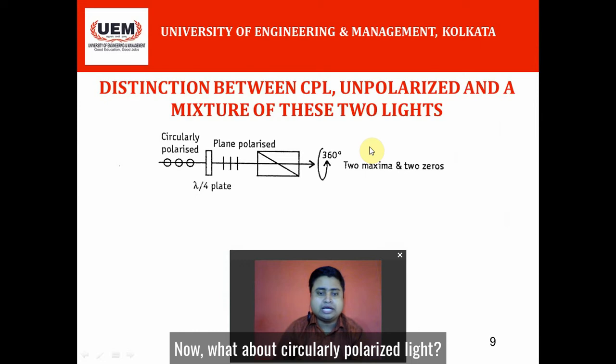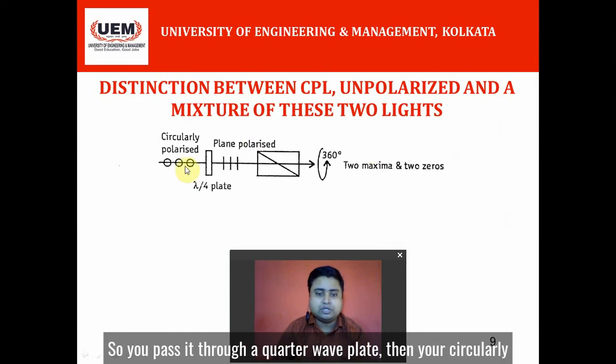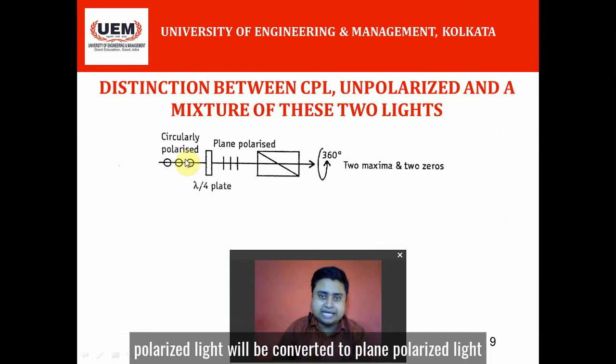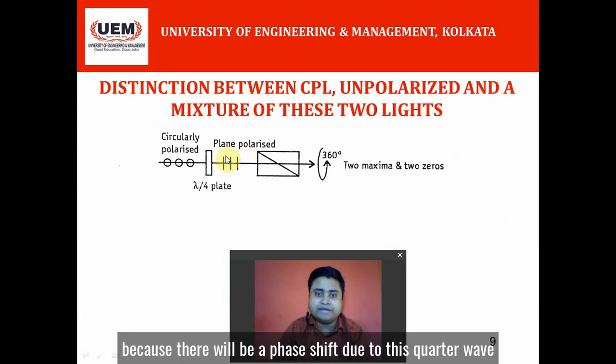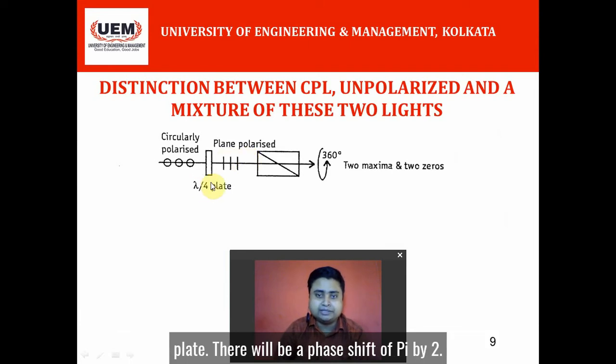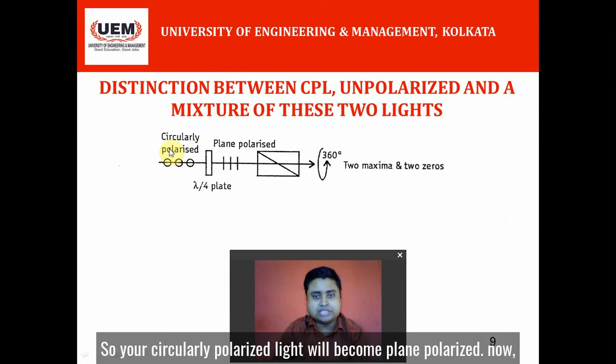Now what about circularly polarized light? You pass it through a quarter wave plate, and the circularly polarized light will be converted to plane polarized light, because there will be a phase shift of pi by 2 due to this quarter wave plate. So your circularly polarized light will become plane polarized.